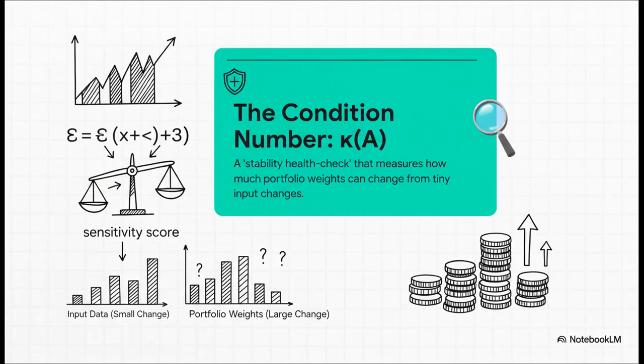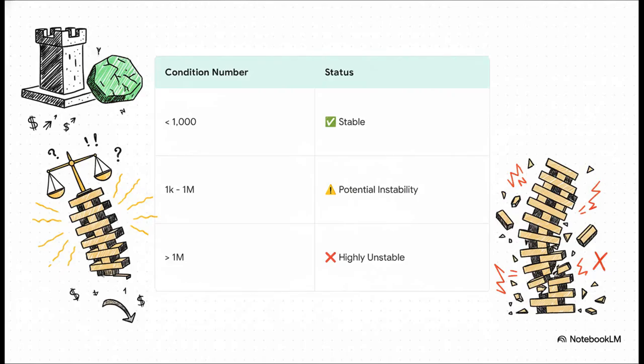So to figure out if our system is stable, we use something called the condition number. Just think of it as a stability health check for our matrix. What it does is measure how much the final answer, our portfolio mix, is going to change if our starting inputs are just a tiny, tiny bit off. It's basically a sensitivity test. And the way you read it is super straightforward. If the number's low, say under 1,000, you're good to go.